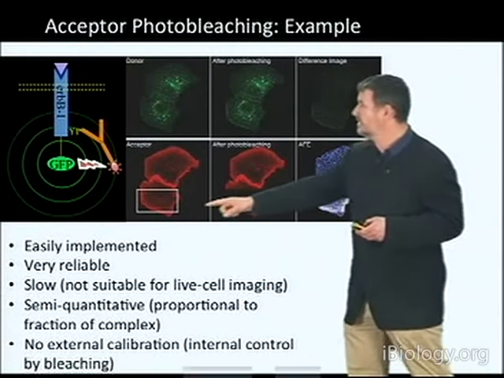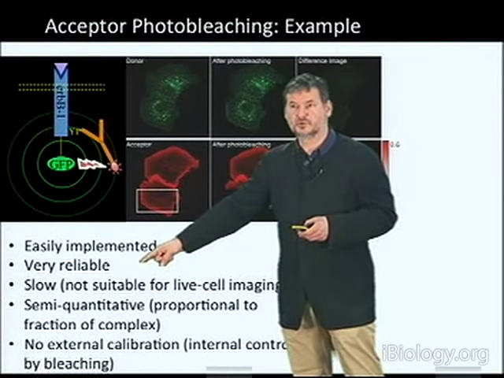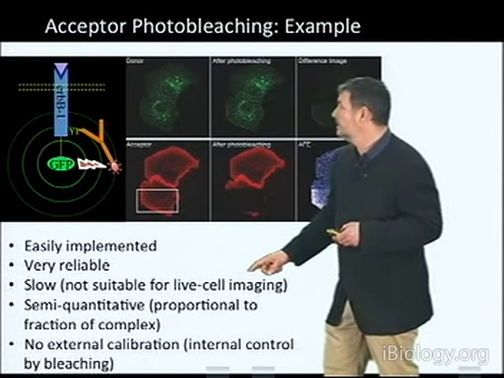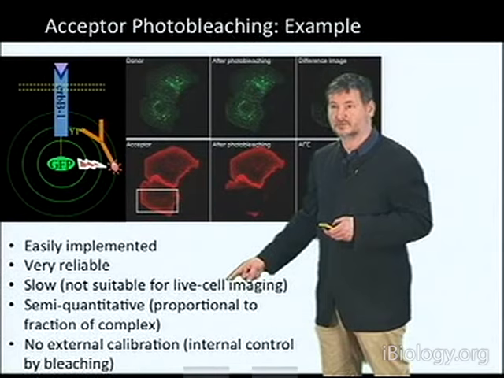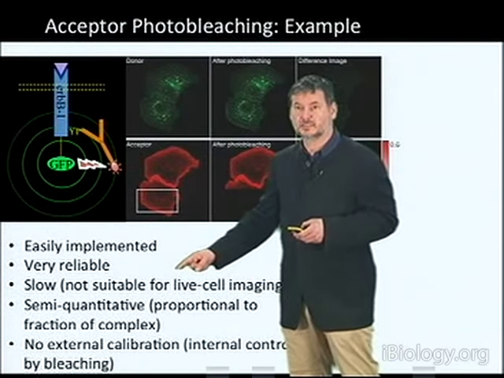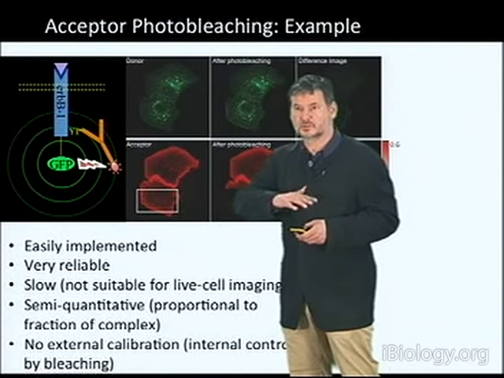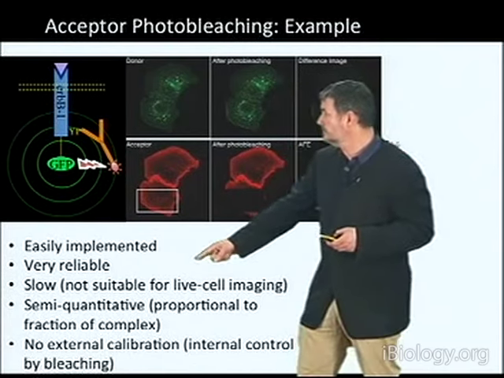So this approach is very easily implemented. It's highly robust. It's actually used almost as a standard to prove that FRET is going on. It's very slow, and that is the biggest disadvantage, so it's not suitable for live cell imaging. There is possibly a solution here by using photochromic dyes or switchable dyes that you can switch back and forth on and off to do it in live cells, but I'm not going to discuss that.